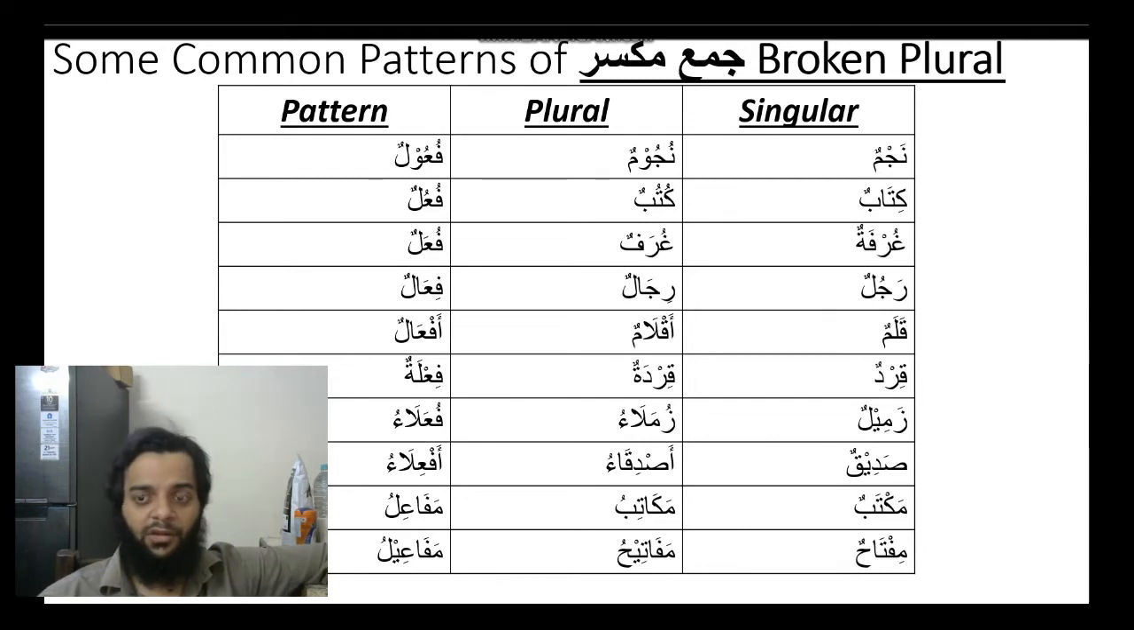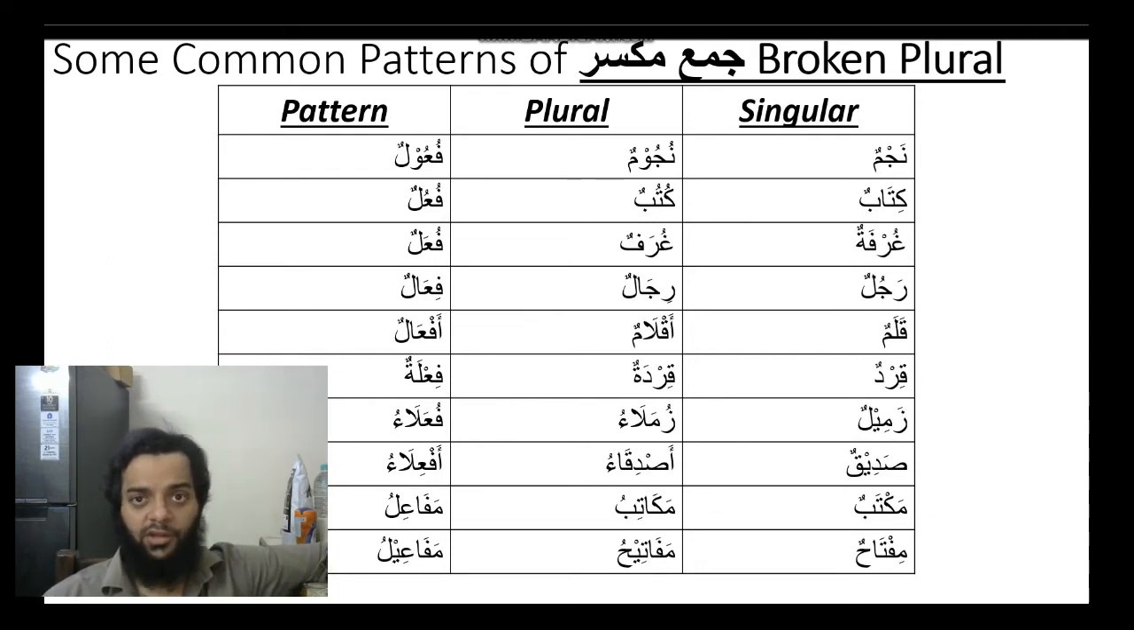For example, najmun means star, its plural is nujumun, on the pattern of fu'ulun, so the pattern has been broken. The noon had fatha, now it has dhamma. Jim had sukun, now it has dhamma. Then you have this waw, nujumun, on the pattern of fu'ulun, stars. Then there is kitabun, which means a book, its plural is kutubun, on the pattern of fu'ulun.